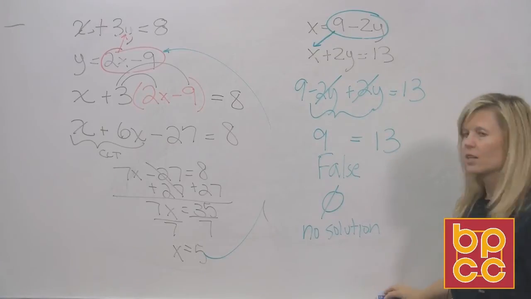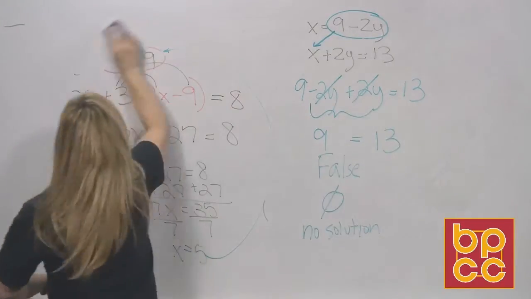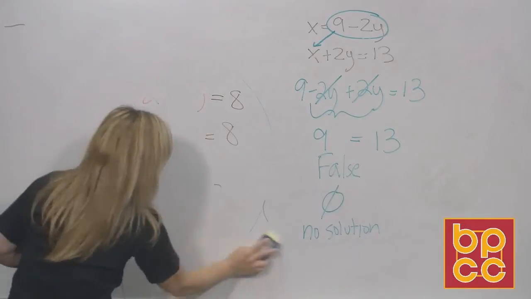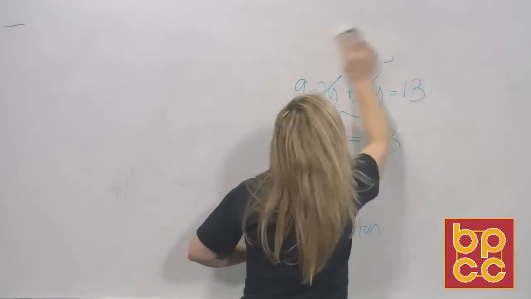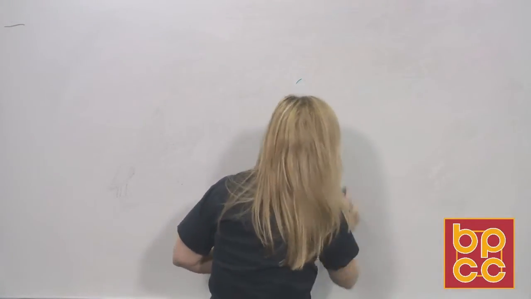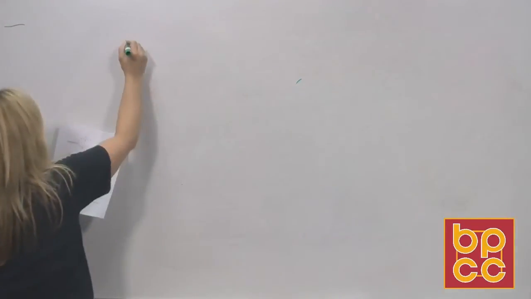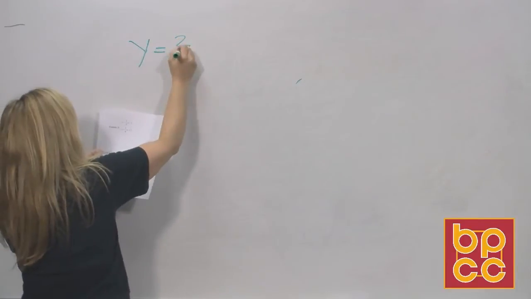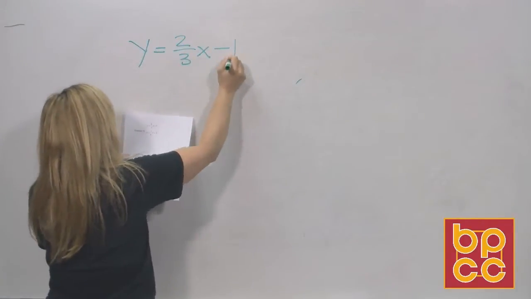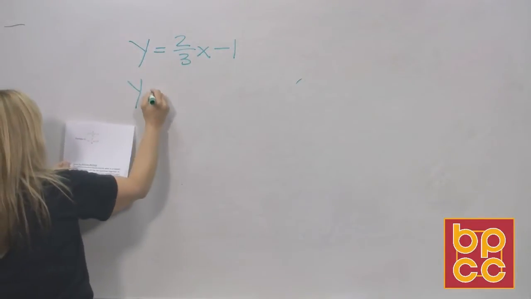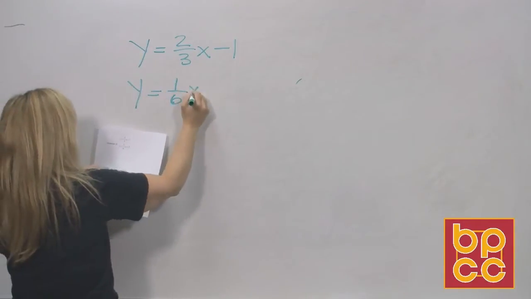Okay, you ready to try a more difficult one? Great. So let's get this going. Now we're going to take another system and do a more difficult one. The reason why this is more difficult is it's going to have the dreaded fractions that you guys don't like. y equals 2/3 x minus 1. y equals 1/6 x plus 2.